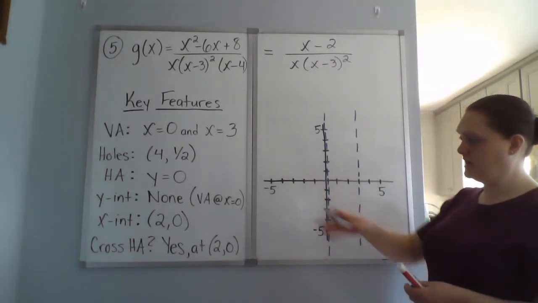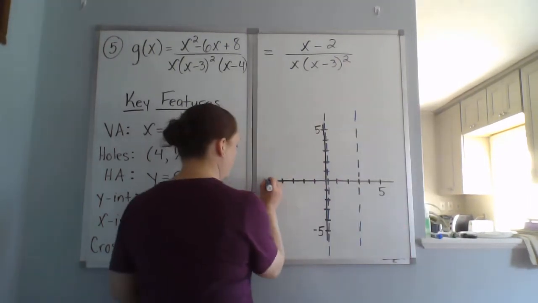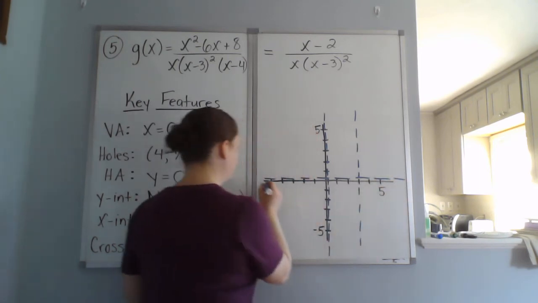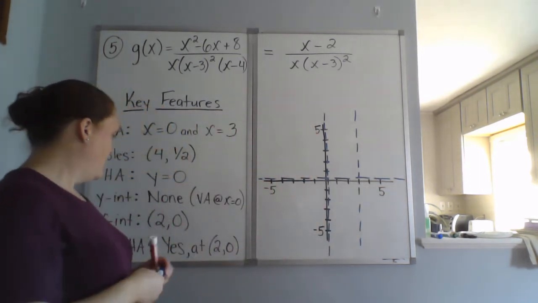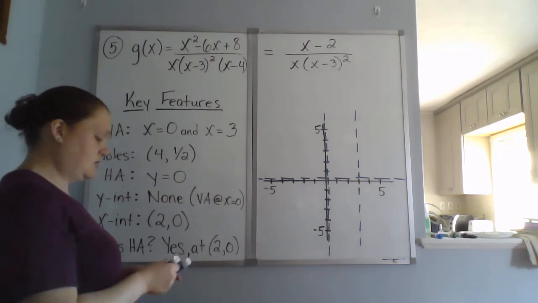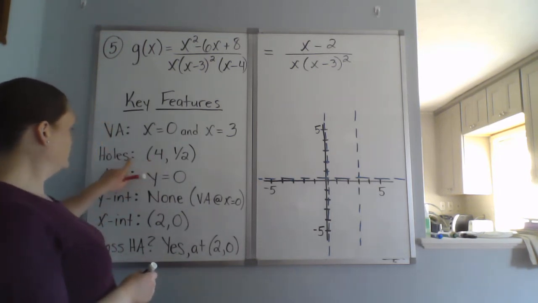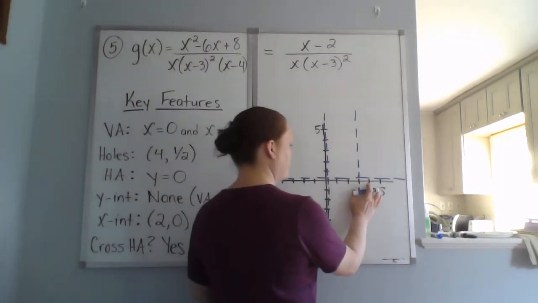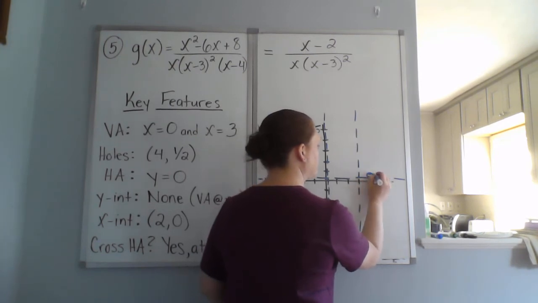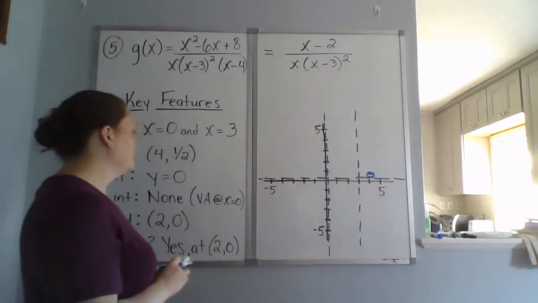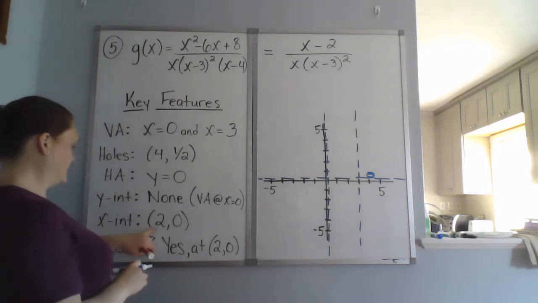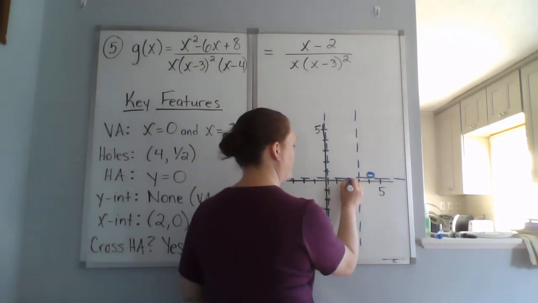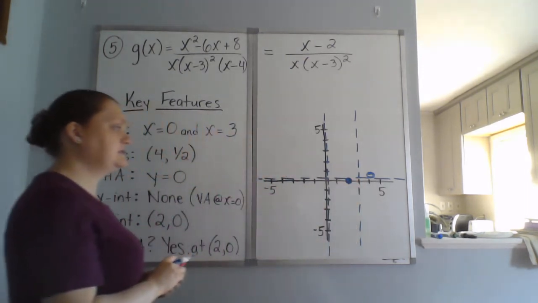Okay. My horizontal asymptote is at y equals 0, so that's right along the x-axis right here. Okay, so there's my horizontal asymptote. And we found that for this one, we are going to be allowed to cross it. So let's see how that works out. First, I'm going to draw my hole, so an open circle at the point 4, 1/2. So here's x equals 4, 1/2 will be right here. So there's an open circle there, okay? Then I also have an x-intercept at 2, 0. 1, 2, 0, that's right here. And that's the point where we're going to cross the horizontal asymptote, okay?